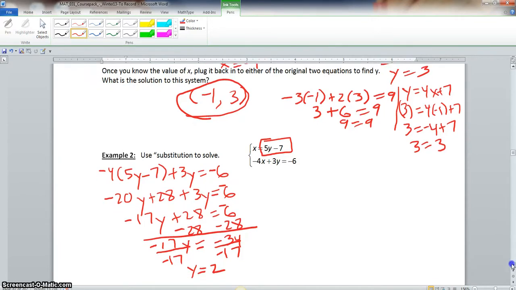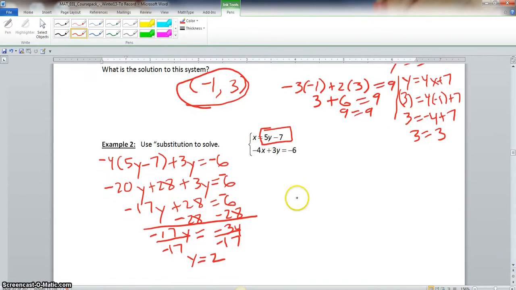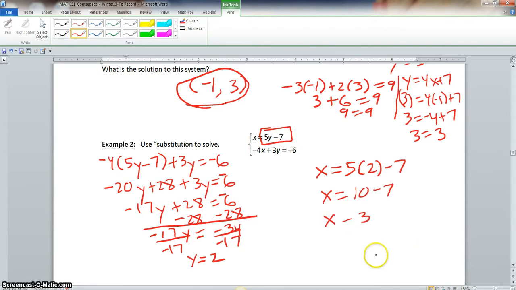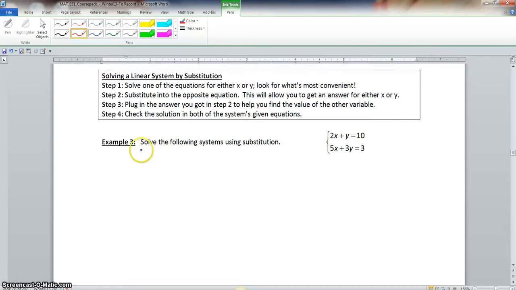So now that we know what y is equal to, we have to go back and solve for x. I'm going to use this first equation here, and I'm going to substitute in 2 for y. So we have x is equal to 10 minus 7. X is equal to 3. So our answer here would be x is 3 and y is 2. And you could go back and check this at your leisure. Now we go to the next example.